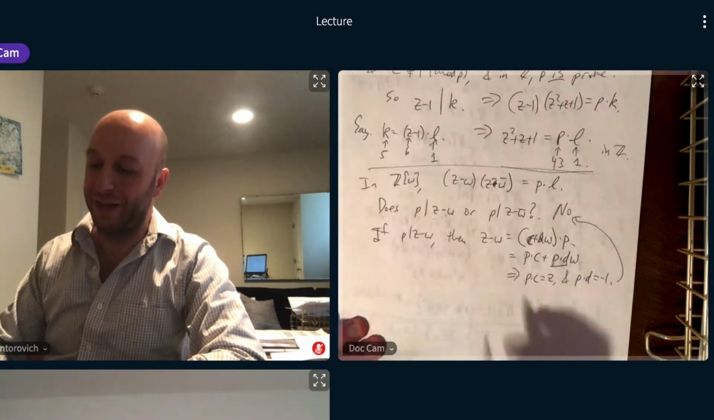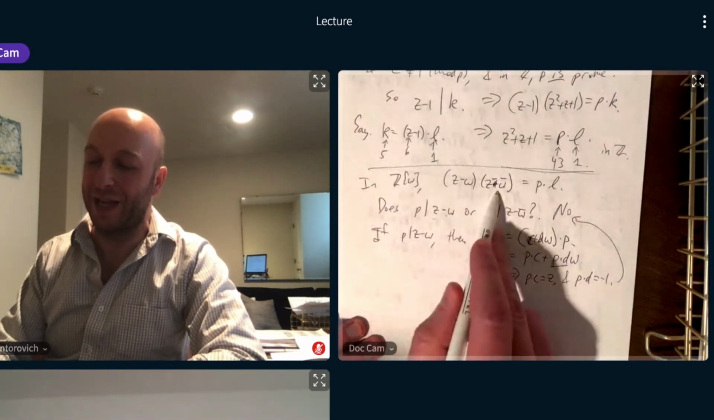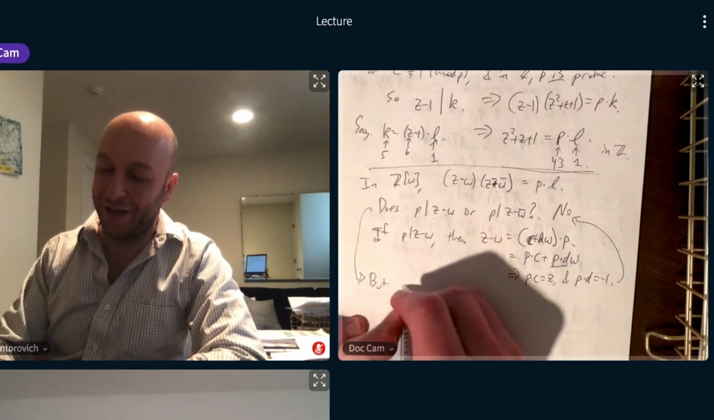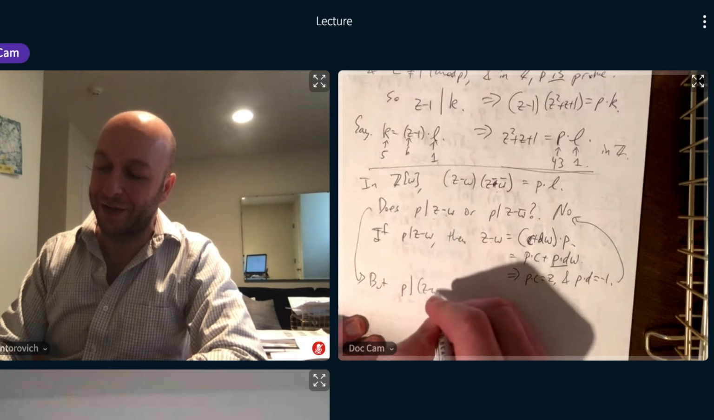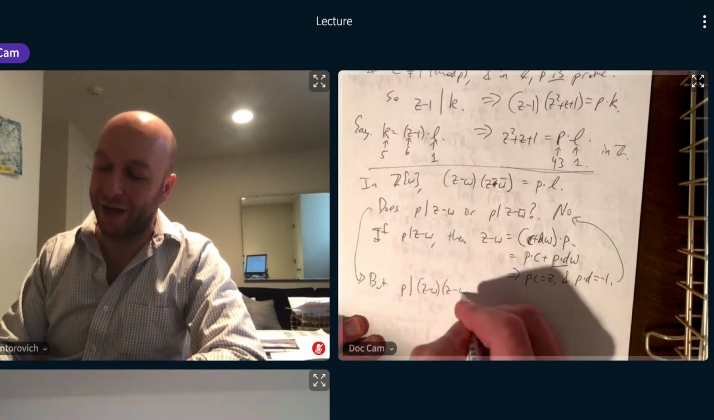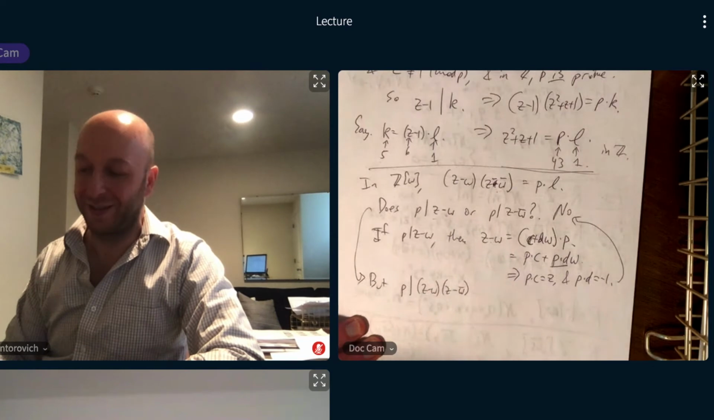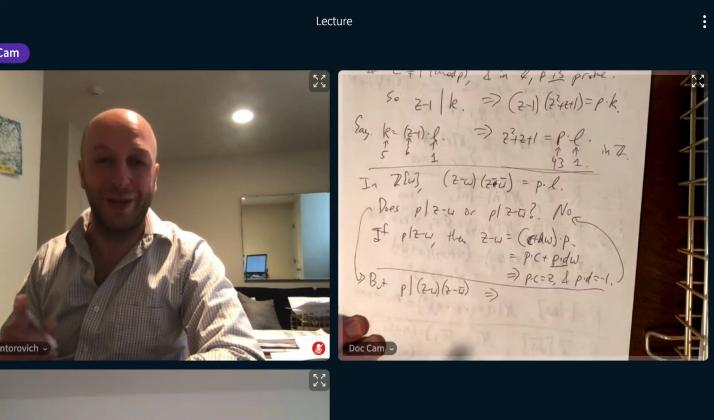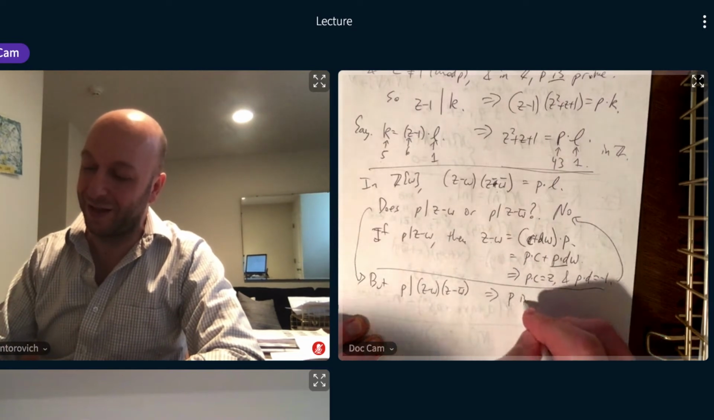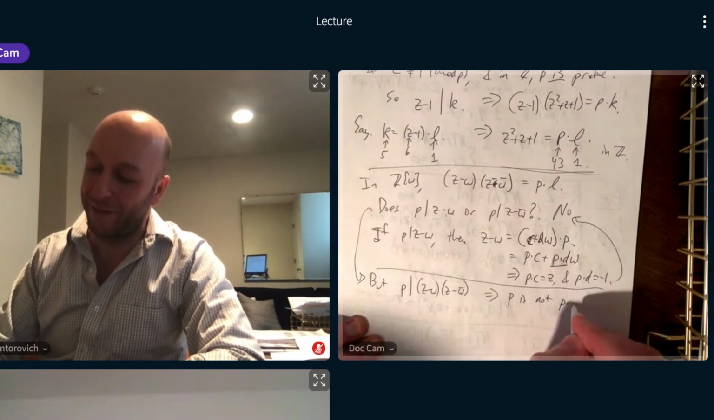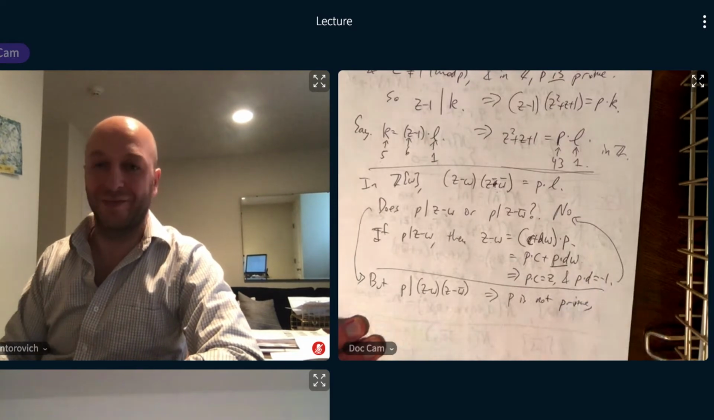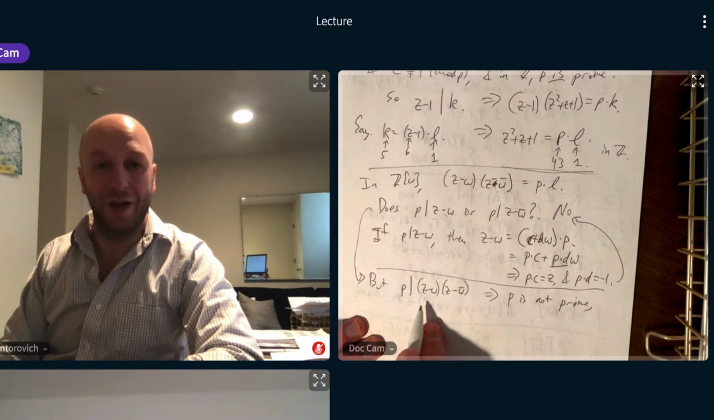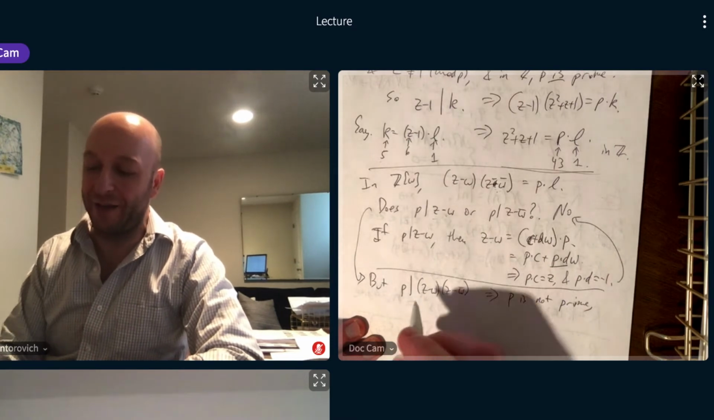So the fact that P doesn't divide either of these, and yet it divides the product, P divides the product of Z minus omega and Z minus omega bar, means P is no longer prime. P is not prime. And so it has a decomposition, and whatever that decomposition is, it's going to have a GCD.